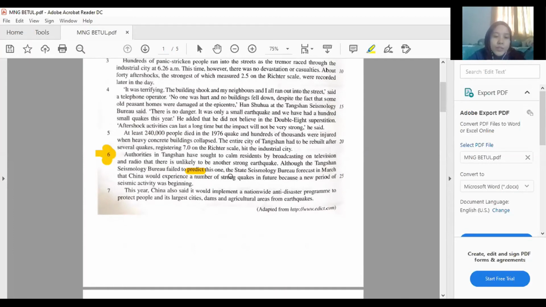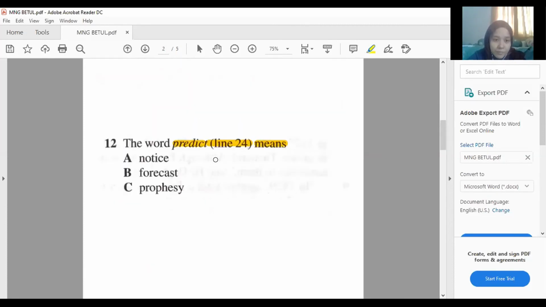We can use the clue from another sentence. Predict: although the Tangshan Seismology Bureau failed to predict this one, the State Seismology Bureau forecast in March that China would experience a number of strong quakes in future because a new period of seismic activity was beginning. So the word predict, line 24, means, it has three options: notice, forecast, and prophecy. Notice is unlikely to be the right answer.